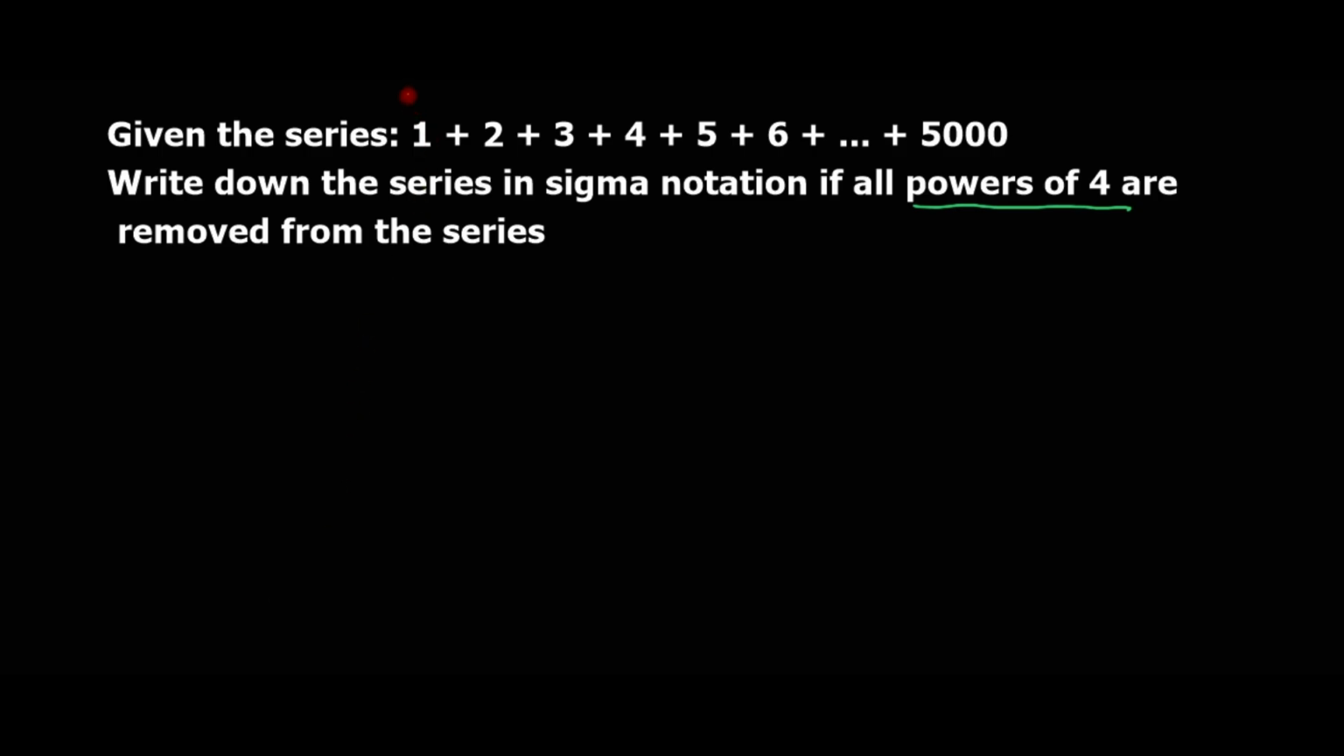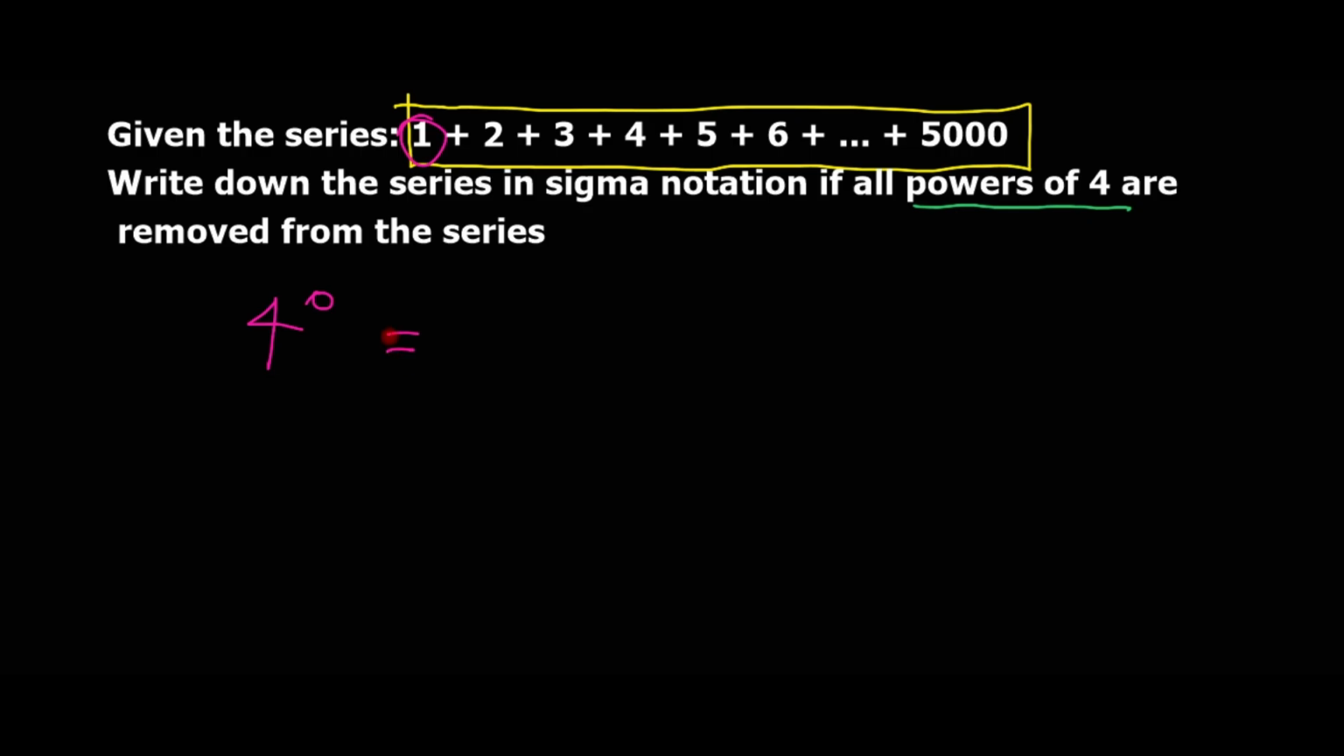What you should understand is that in this series we have numbers that are powers of 4, and also numbers that are not powers of 4. For example, 1 can be written as 4 to the exponent 0. 4 to the exponent 0 is 1. But you notice that 2 is not a power of 4, and neither is 3. But 4 can be written as 4 to the exponent 1. And 5 is not a power of 4, and 6 is not a power of 4. But it's clear that because this series continues, there are some numbers that are powers of 4. So this question says we must remove all powers of 4 from this series.